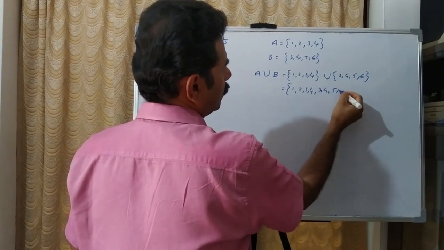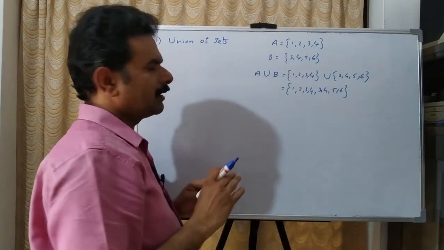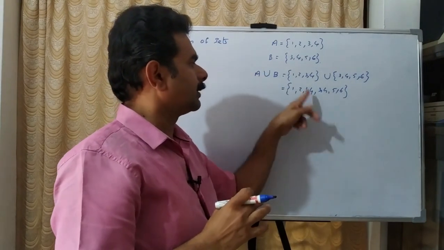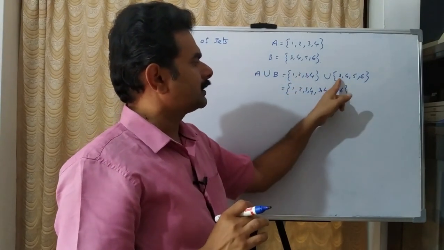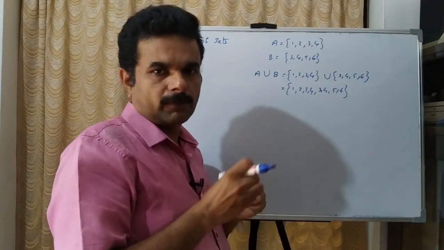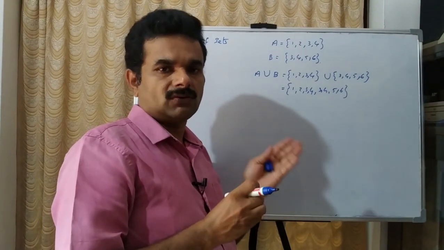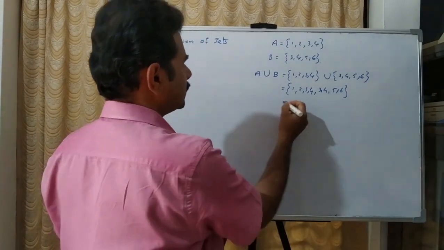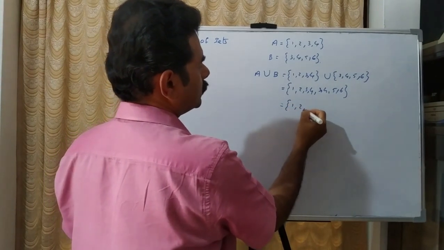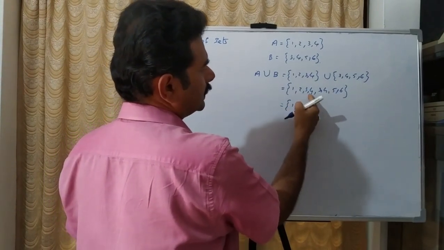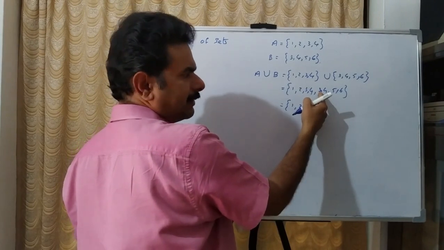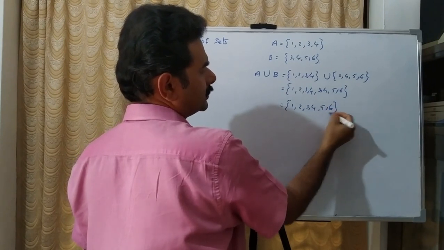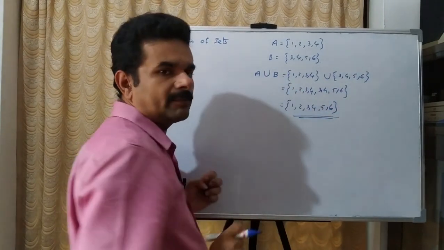A is 1, 2, 3, 4 and B is 3, 4, 5, 6. So all elements of both A and B are included in A union B. But by the property of a set, elements of sets need not be repeated. So repetition must be avoided. So that is equal to what? 1, 2, 3, 4. Then 3 is repeated, that can be avoided. 4 also can be avoided. Then 5, 6. So this is A union B.